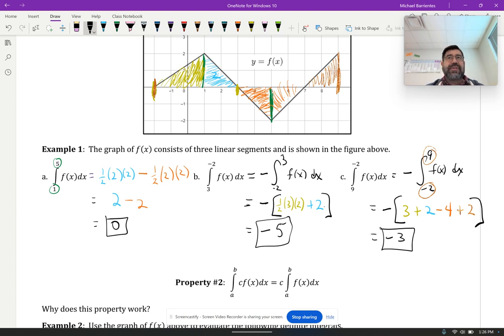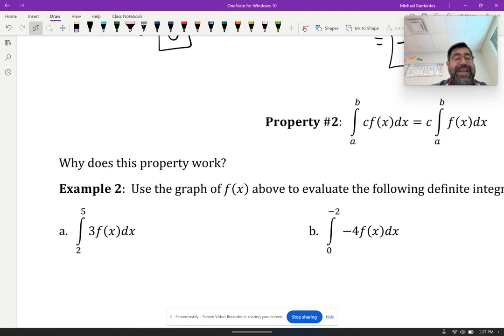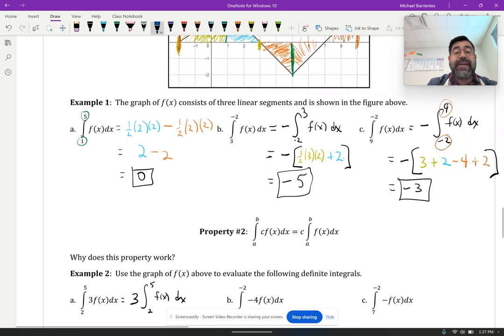So if we just find the original amount, we can then just multiply by that factor that got the graph stretched. So when I look at letter A, and by the way, we're still using the same graph up there, this is the same thing as 3 times the integral from 2 to 5 of f of x dx, which means I need to find the area between 2 and 5.